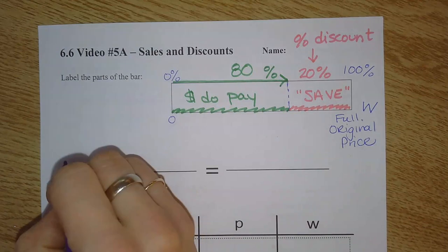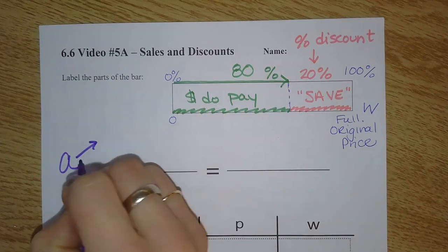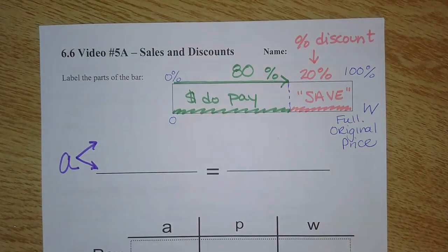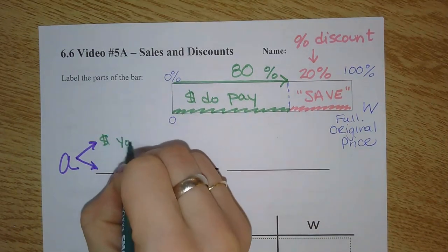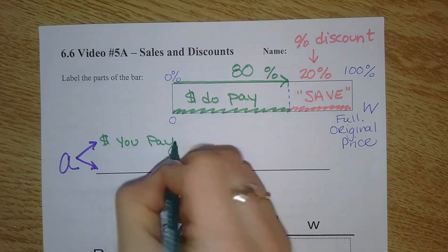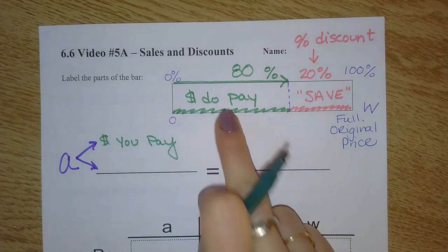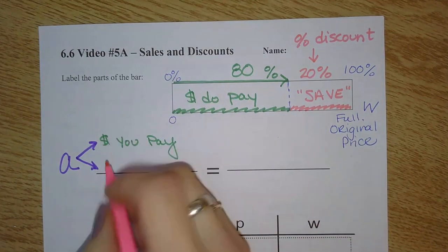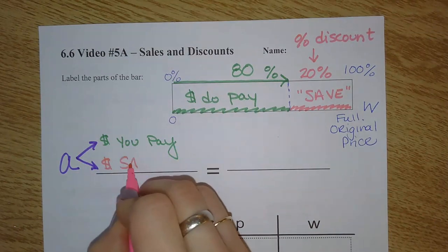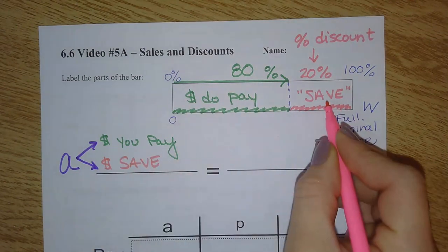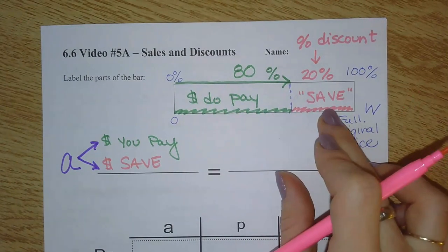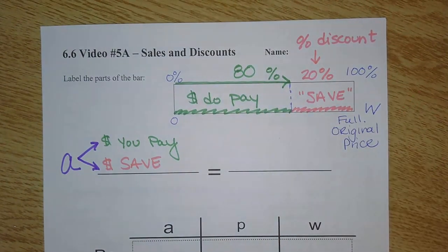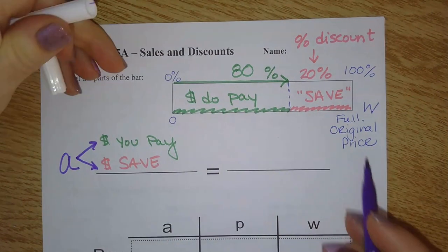And I'm going to keep color coding here. So we know this is A, but A now could be two different things. We could be looking at the money that you do pay, right? That's the green part. Or we could be looking at the money that you save. That's the pink one. So we could set up a proportion all in green or a proportion with the pink numbers. But let's keep going and label the rest of our proportion.